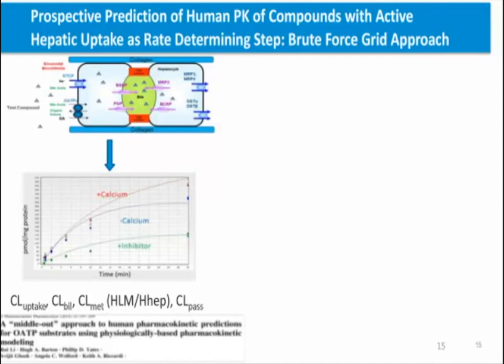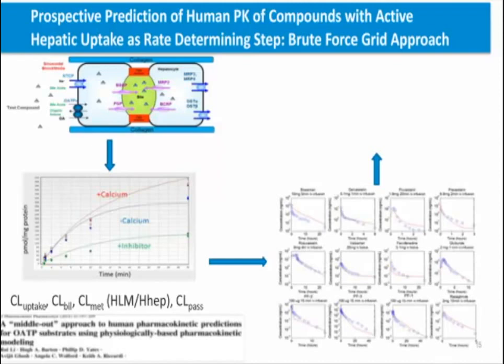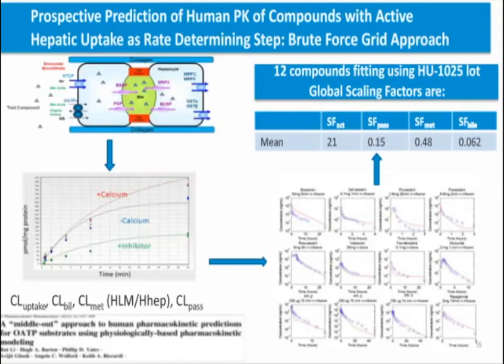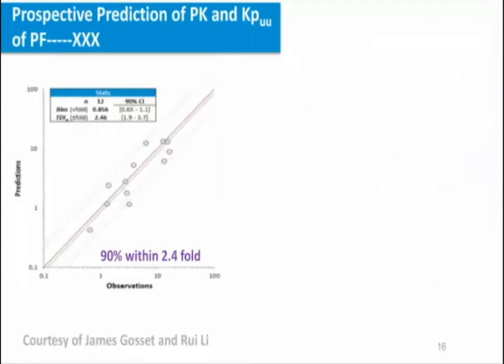I need to emphasize here that the metabolism clearance we got from human liver microsomes and human hepatocytes. What we have done is we took a list of 12 compounds, and we used a brute force grid approach to enable the identification of a global scaling factor that will enable accurate predictions of compounds that are eliminated through the same route. As you can see here, the quality of our prediction is that 90% of the compounds that we predict have clearance within 2.4-fold. So now we feel comfortable that we have a viable approach.